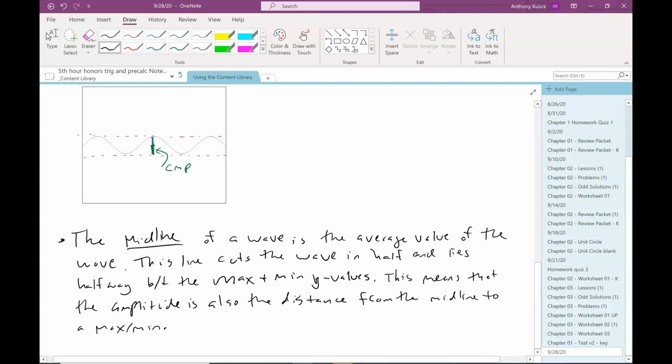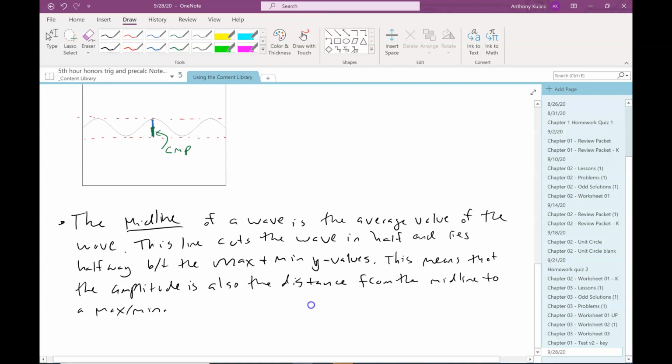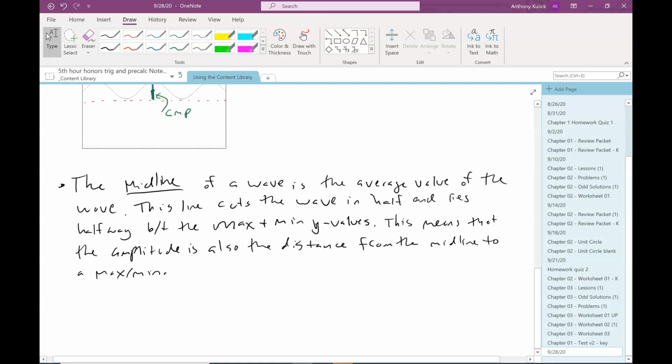Okay. So the midline of a wave is the average value of the wave. It's basically a line that cuts the wave in half, and it should lie halfway between the maximum and minimum y values. If we combine this idea with the amplitude that we just talked about, these two features are related in that the amplitude is the distance from the midline to a maximum or minimum.